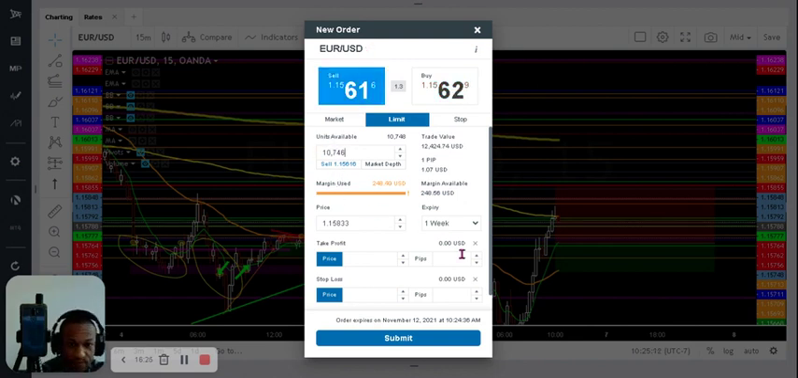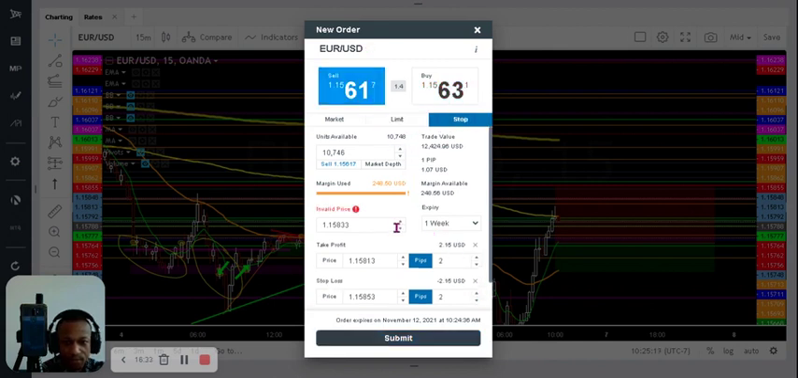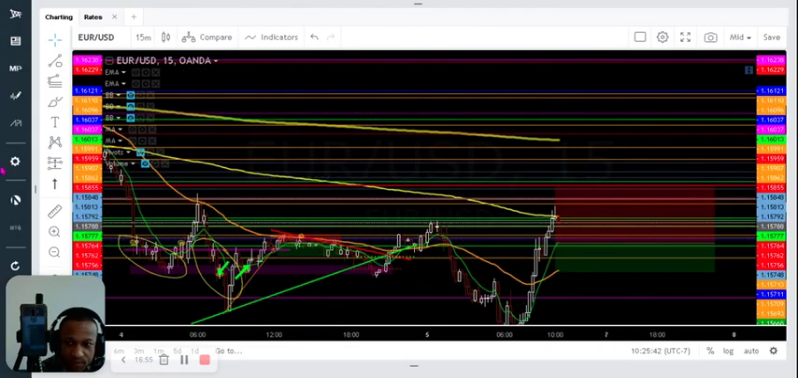So yeah, let me go ahead and place this. I'm going to go ahead and get in because I know the direction. So I'm going to do a sell stop order. Oh God, where's price? 788. Hold on, I don't know where. Oh, the spread is 1.4. Let me see where price is at.